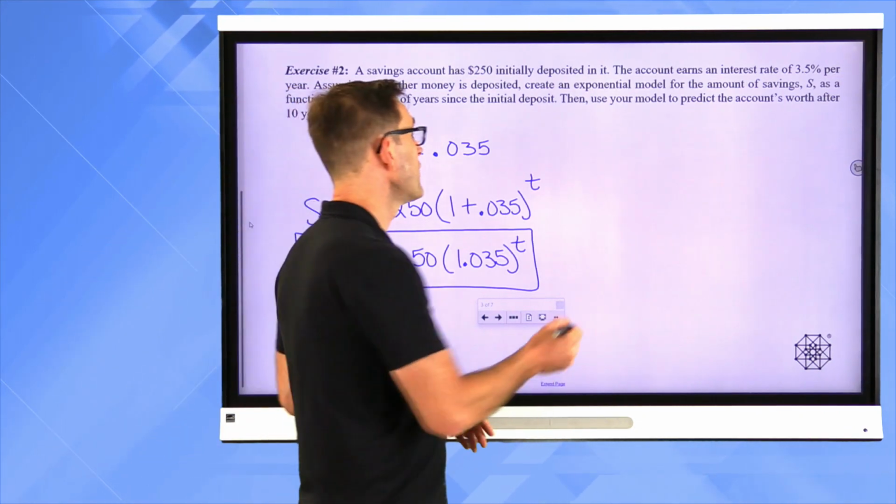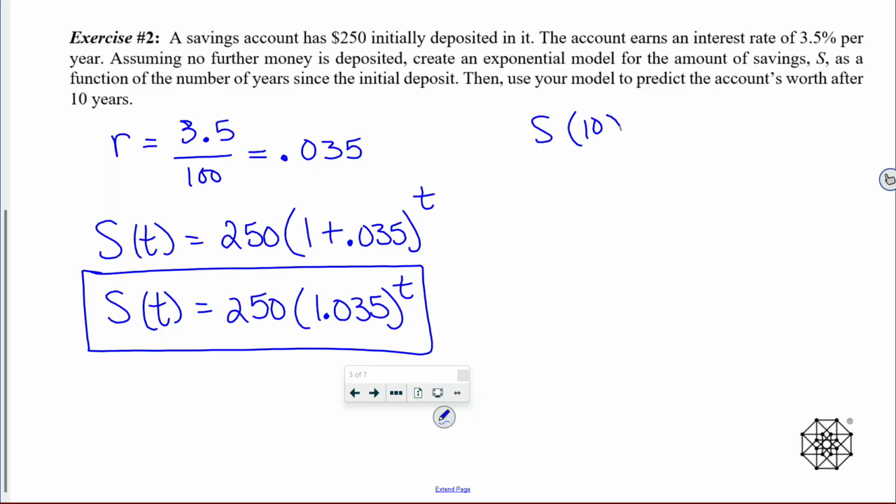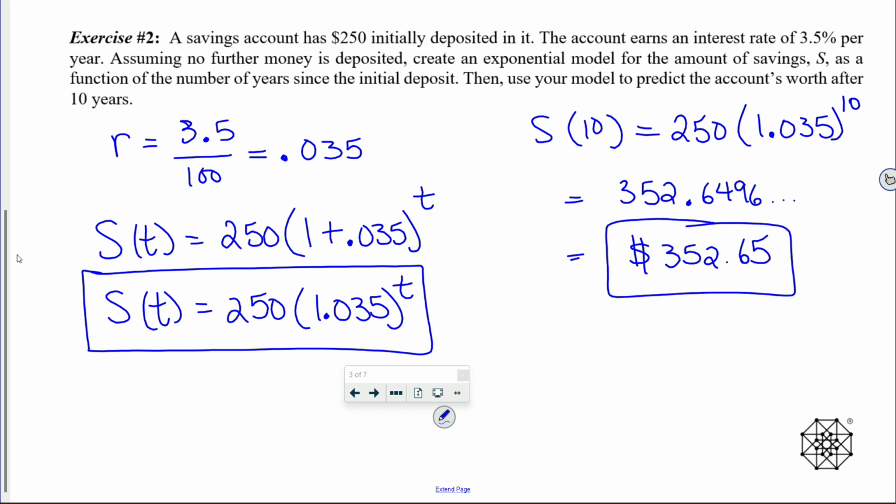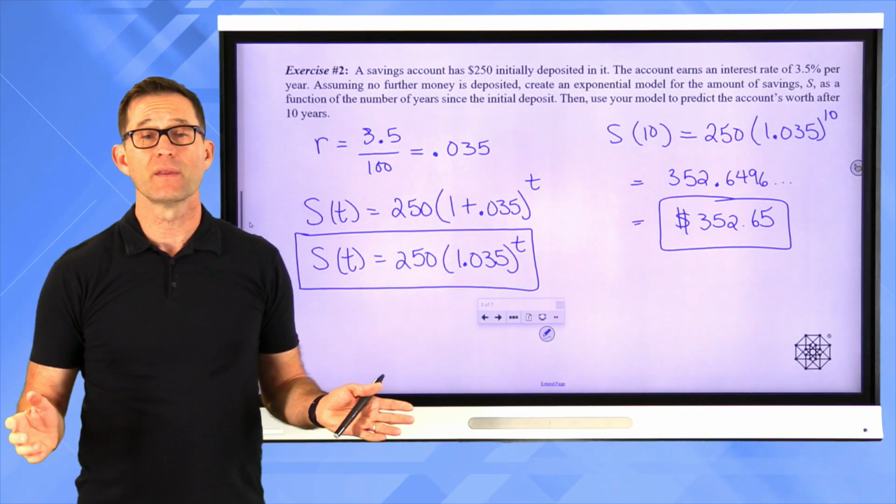Now let's use it to figure out what S of 10 is. Again, that's easy enough because we're just going to be substituting this into our calculator. Should be no issue. We just crank through it. It is kind of messy, whatever it is. It's 352.6496, etc. And that's going to be $352.65. All right, easy enough.